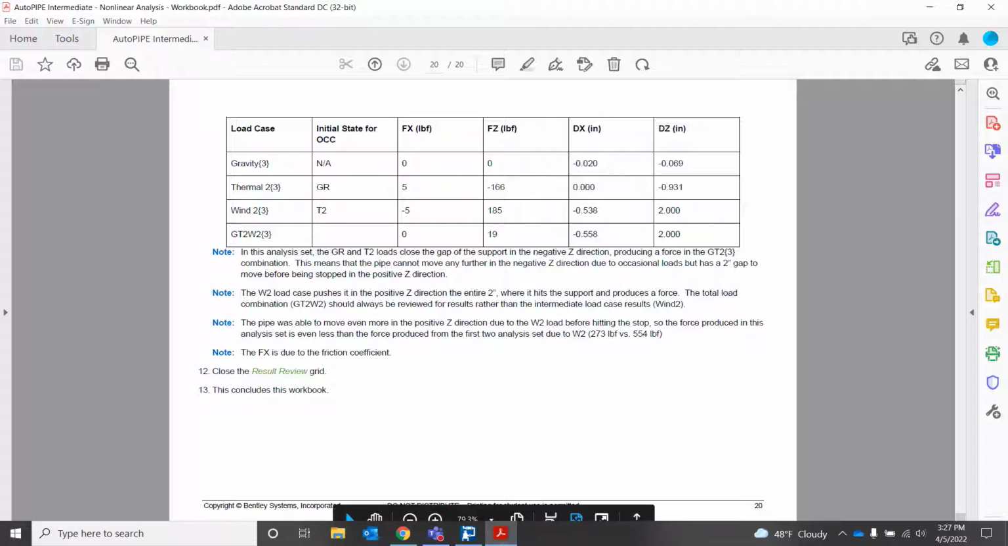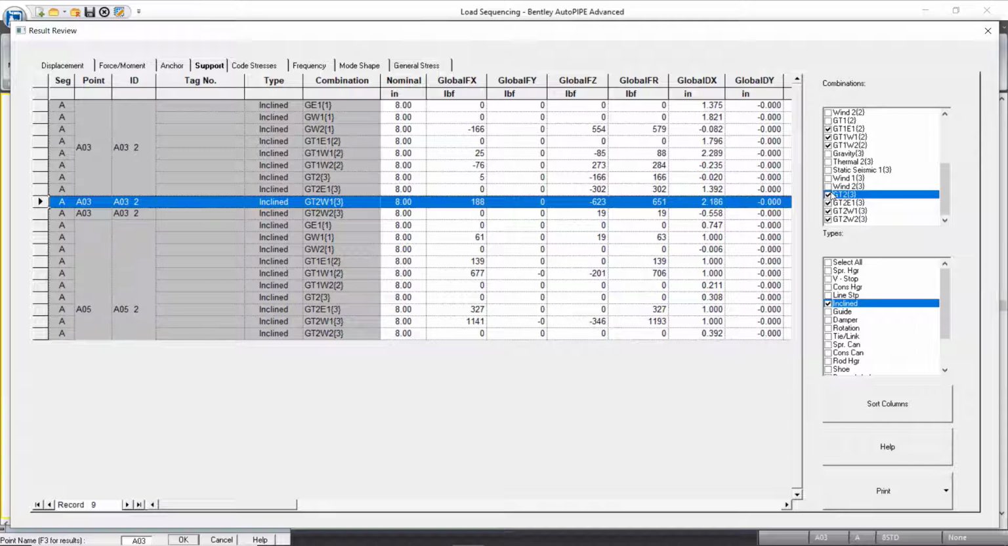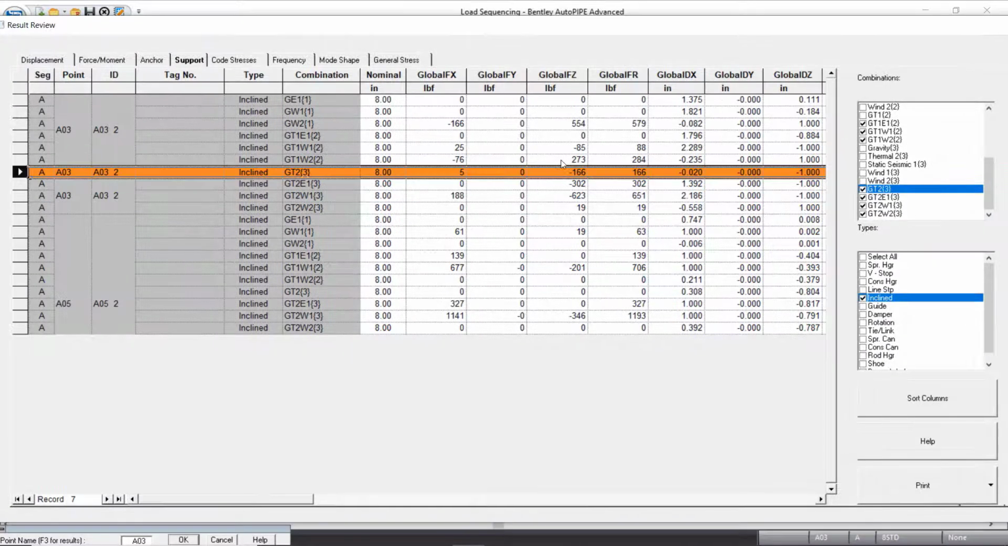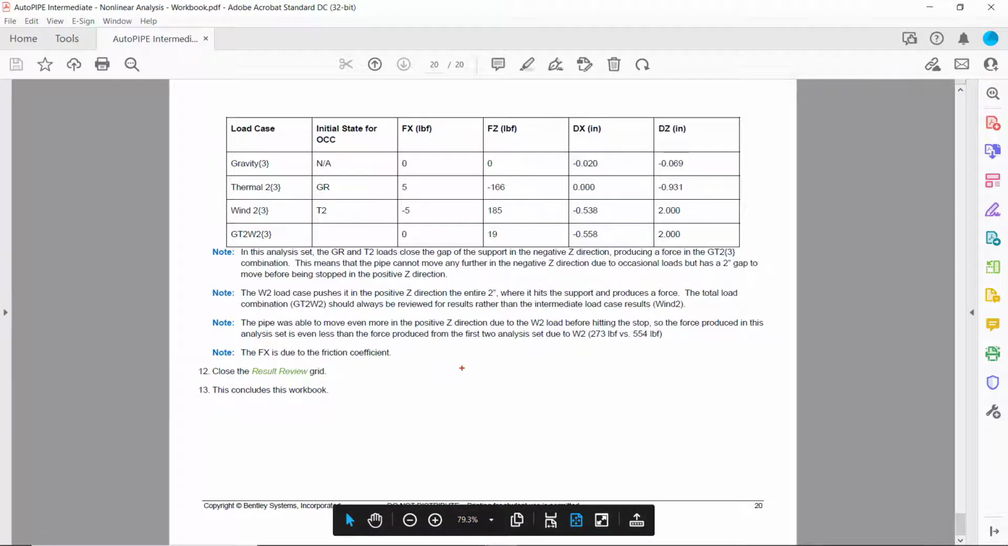So if we look back at AutoPipe at GT2, if I turn that load case on for A3, we do see that there's a force produced in the negative Z direction because we totally have closed that gap of 1 inch with the gravity and temperature load in the negative Z direction. So going back to the topic of our wind, after gravity and temperature, the pipe actually closed this gap and produced a force in the negative Z direction.